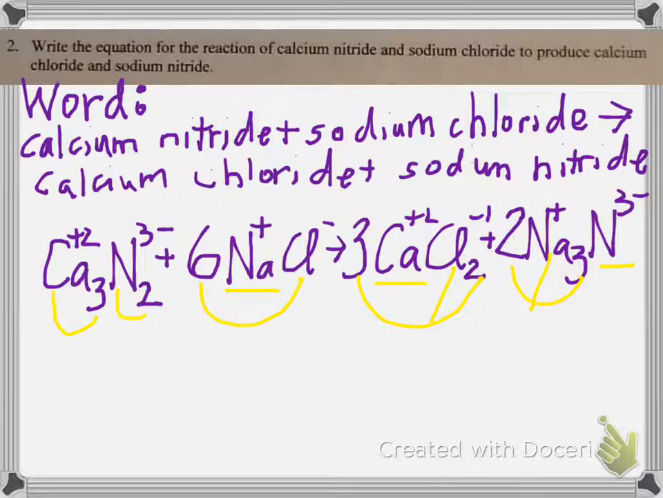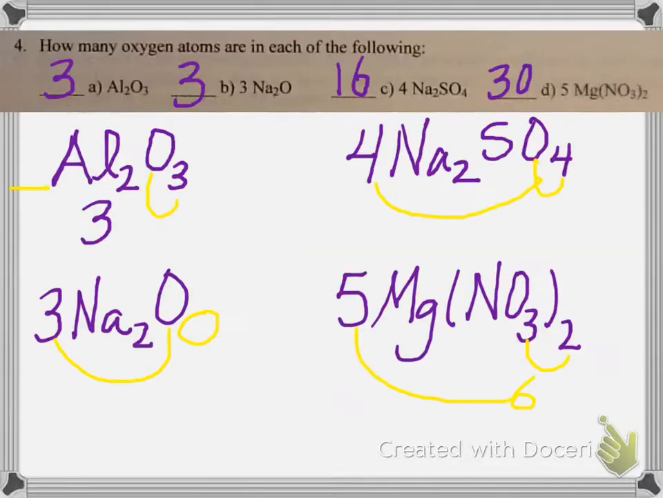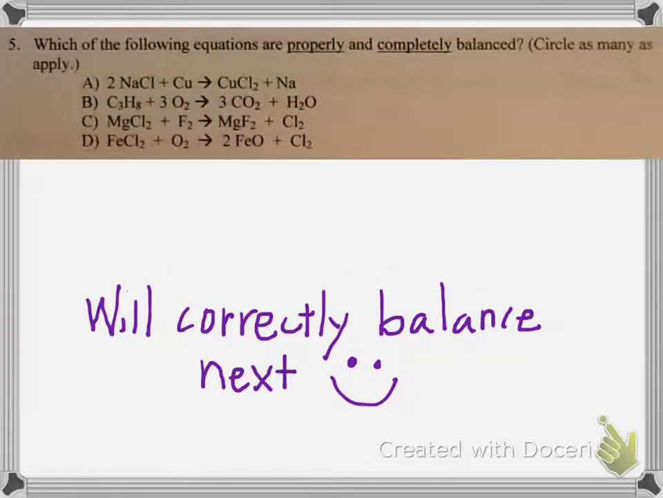Number 5, double check each atom to make sure there are equal numbers of each on both sides of the equation. When balancing equations, you never change subscripts, only change the coefficients. So that brings us to question number 5. Which of the following equations are properly and completely balanced? Circle as many as apply.